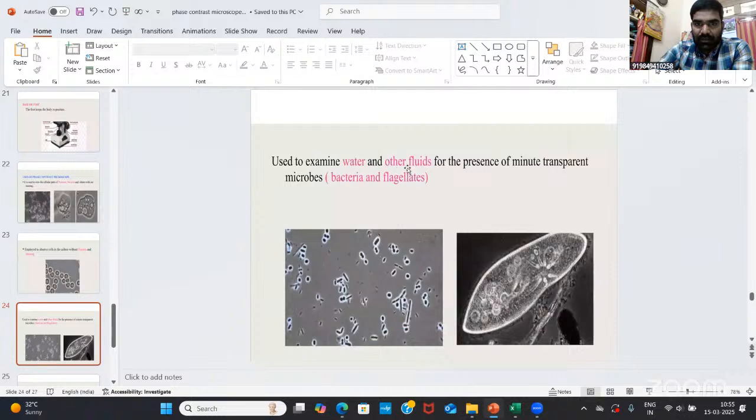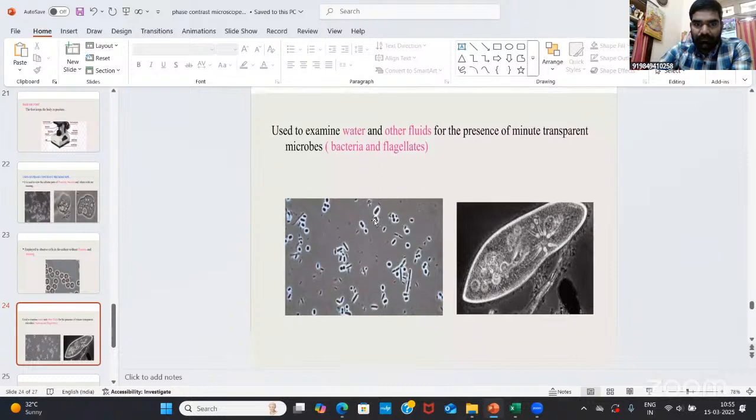Used to examine water and other fluids for the presence of minute transparent microbes, bacteria and flagellates. So this is used to observe water and other fluids for the minute transparent microbes. Okay, that is bacteria and flagellates.